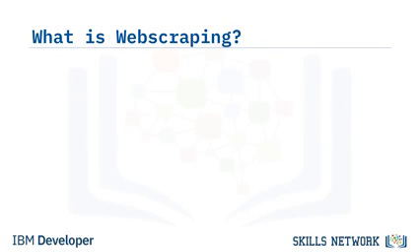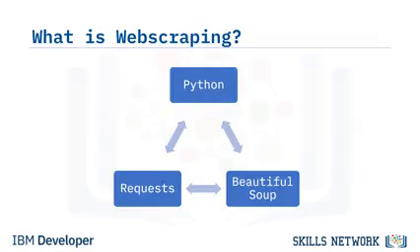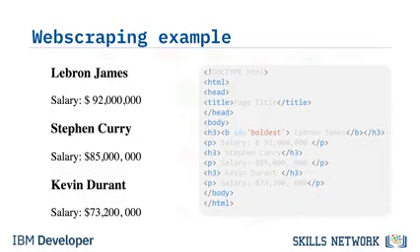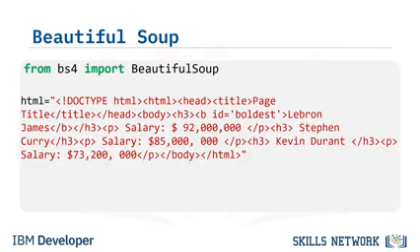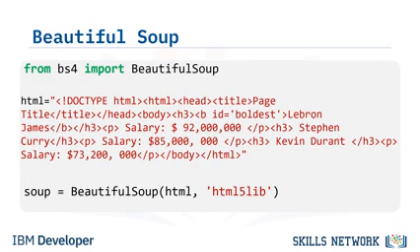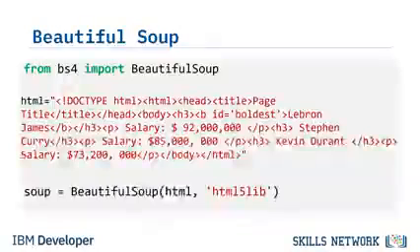To get started, we just need a little Python code and the help of two modules named Requests and Beautiful Soup. Let us say you were asked to find the name and salary of players in a national basketball league from the following web page. First, we import Beautiful Soup. We can store the web page HTML as a string in the variable HTML. To parse a document, pass it into the Beautiful Soup constructor.